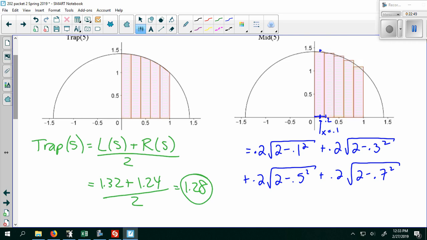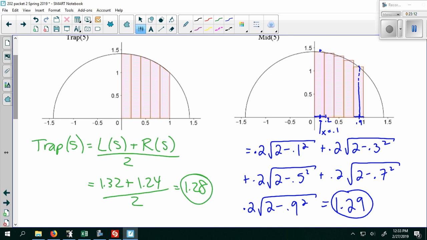And that's 4 rectangles. My last one right here, the midpoint between 0.8 and 1 is 0.9. That is how I determine the height of that rectangle. So I've got 0.2 times radical 2 minus 0.9 squared. And this should all come out to 1.29. Just type it all into a calculator.